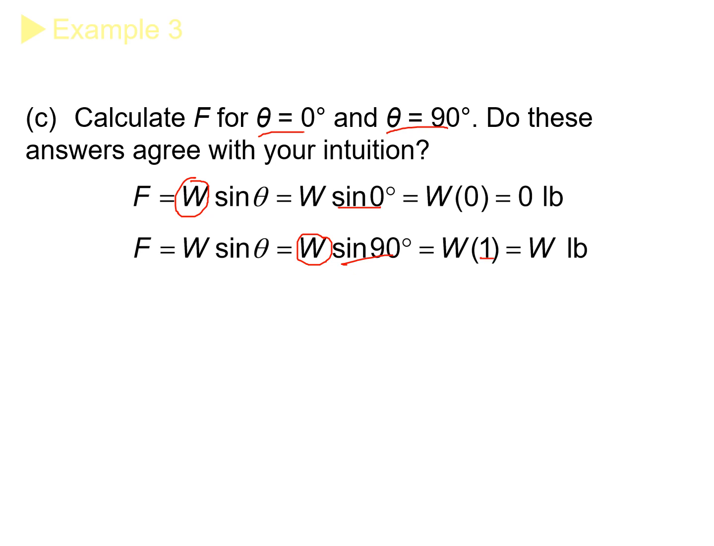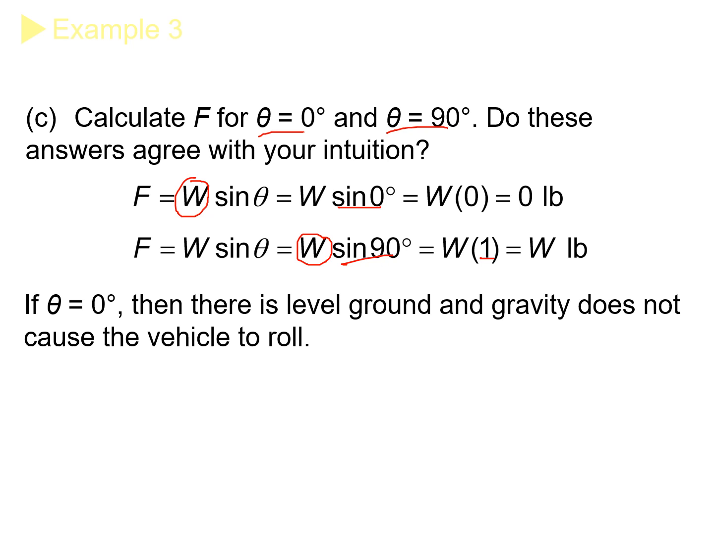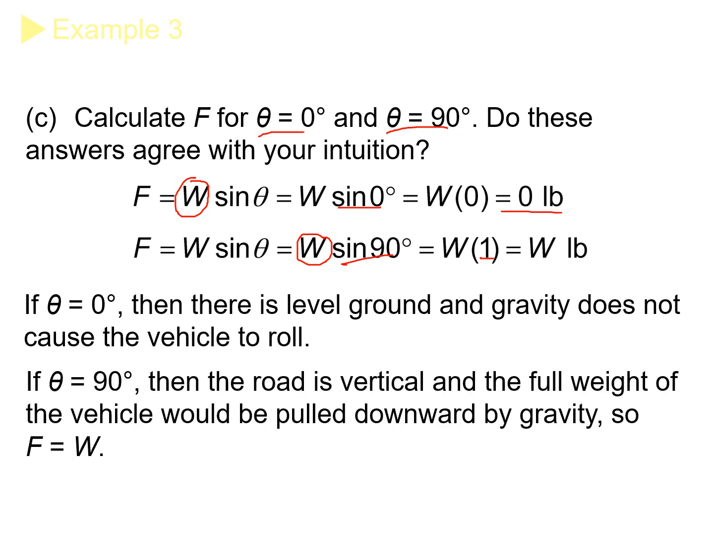Does this make sense? Well, sure, because when theta is 0, it's just level ground, and the vehicle's not going to roll because it's not on an incline. When the angle is 90, that means you're moving vertically, and so the entire weight of the vehicle is being pulled down. So the force has got to equal the weight.